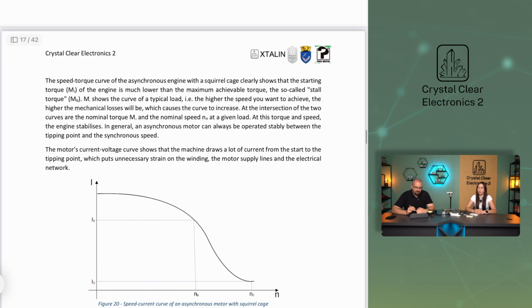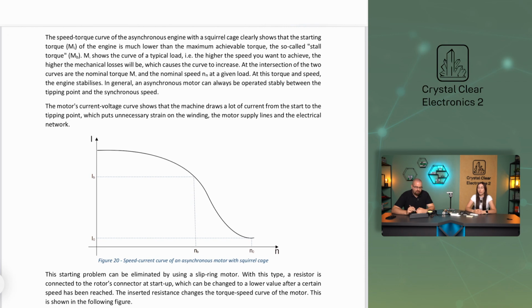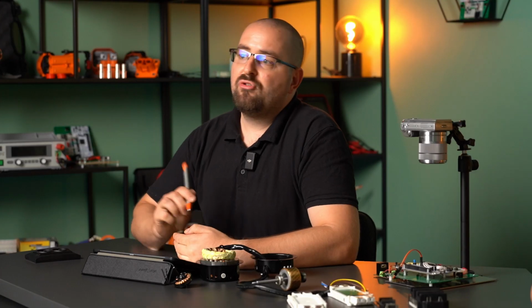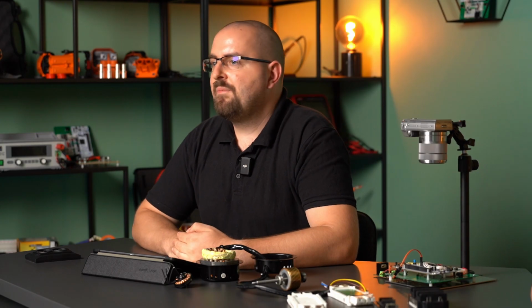The motor's current speed curve shows that the machine draws a lot of current from the start to the tipping point, which puts unnecessary strain on the winding, the motor supply lines, and the electrical network. This starting problem can be eliminated by using a slip ring motor. With this type, a resistor is connected to the rotor's terminals at startup, which can be changed to a lower value after a certain speed has been reached. This way, the starting current drawn by the motor will be lower, since the current generated in the rotor is limited by the resistors. There are not only asynchronous but also synchronous motors as well.